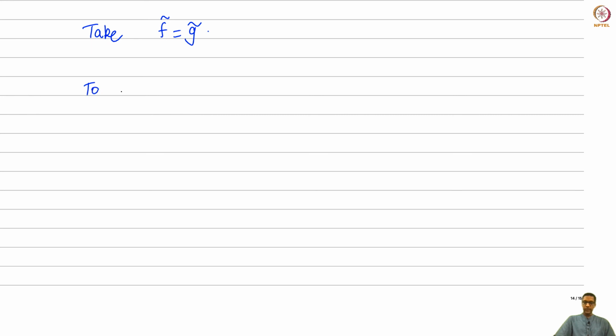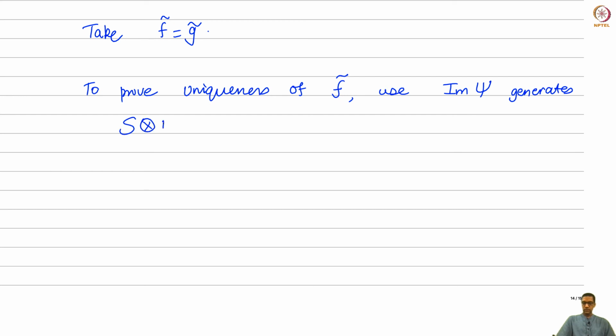So to prove uniqueness of F tilde, use the fact that the image of this map psi generates this as an S module. Okay, so prove this exercise. Once that's in place, then it automatically implies that this is unique. Okay, good. Now this is the sense in which really this is an extension of scalars.